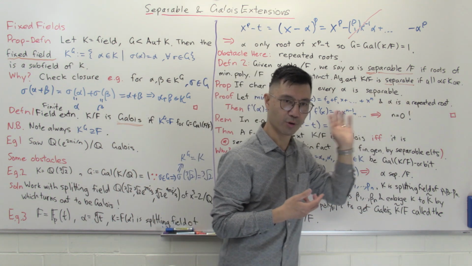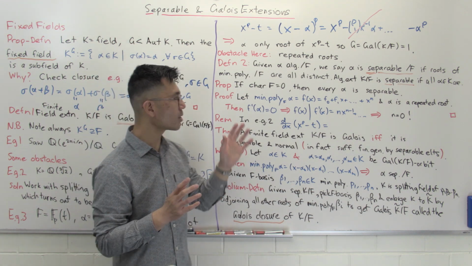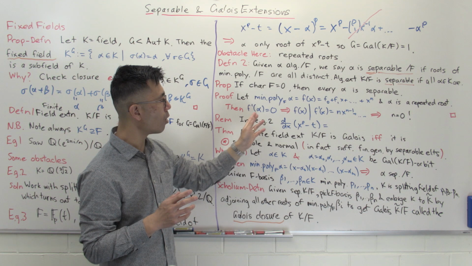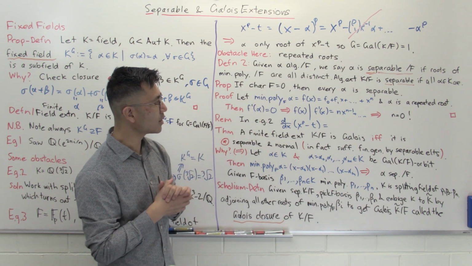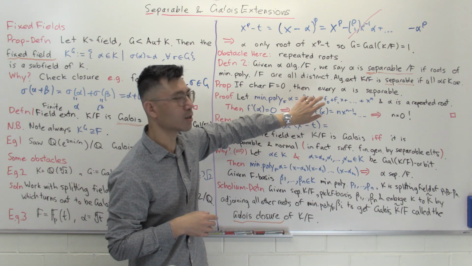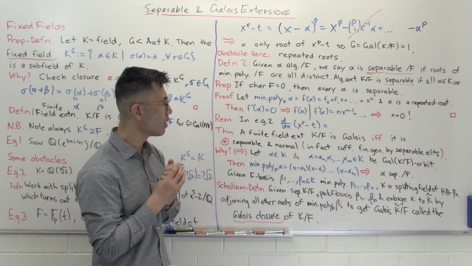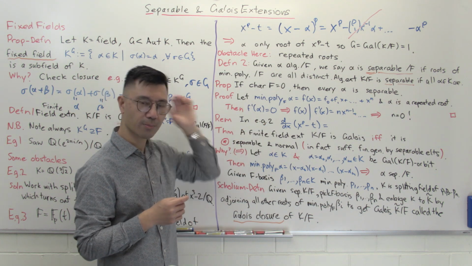So alpha is a repeated root of that. Okay, let's just suppose that for the moment. And the key point, which you know certainly over the reals, is that if alpha is a repeated root, not only does f of alpha equal 0, but f prime of alpha is equal to 0. And it turns out this condition is true.